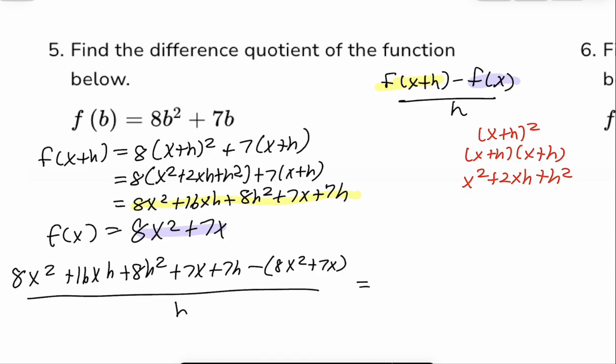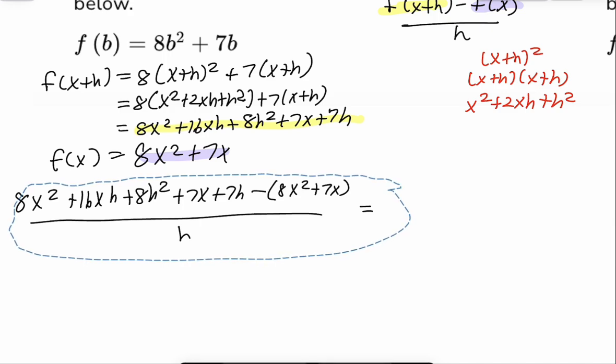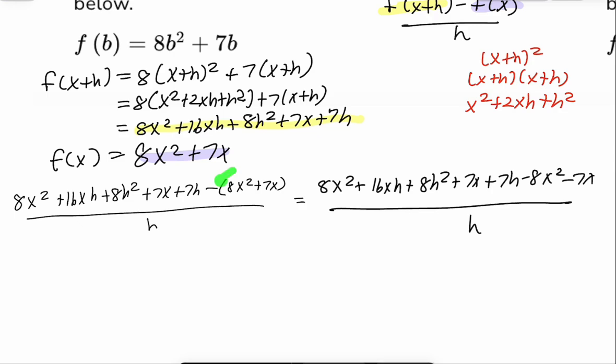Now let's distribute the negative into our quantity. I'm going to just scooch this in just a little bit. I write too big. Okay, now we get 8x squared plus 16xh plus 8h squared plus 7x plus 7h minus 8x squared minus 7x all over h. All I did was distribute. Now you can do that ahead of time. You don't have to put the parentheses there, but I found that the parentheses always help my students to remember to distribute it to all the pieces. Otherwise, they sometimes just put the negative on the 8x squared and they don't put it on everything.